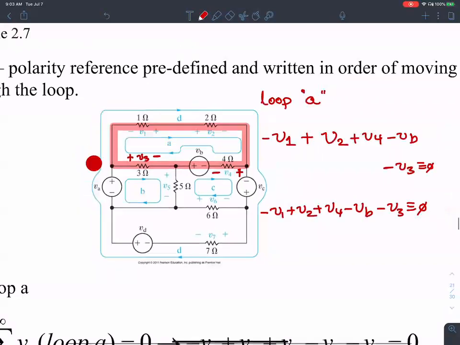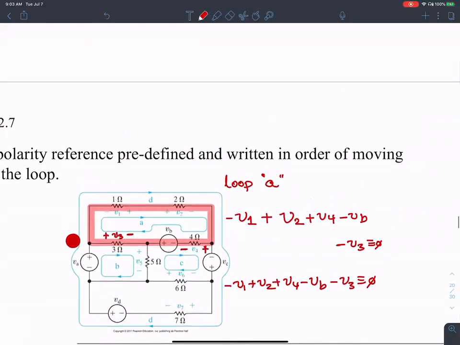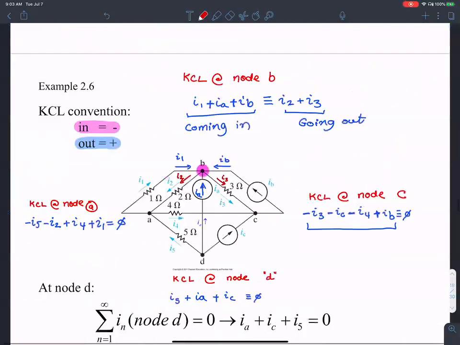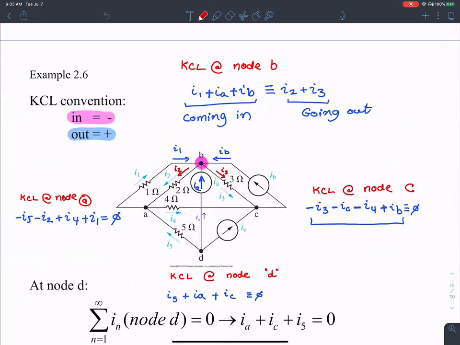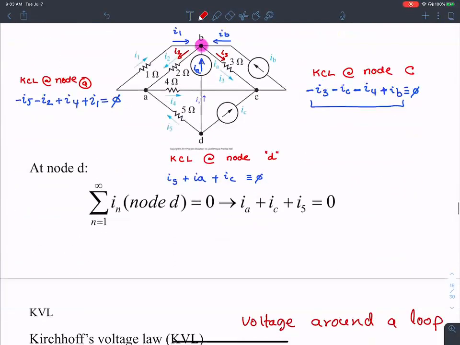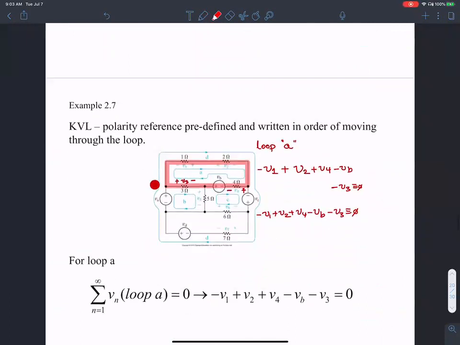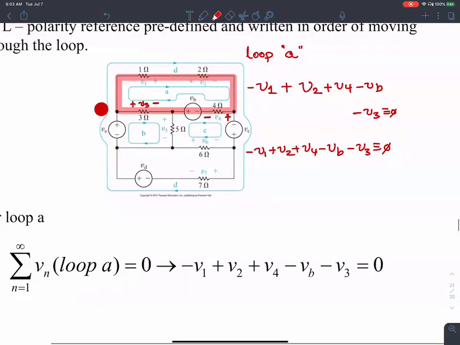Earlier, with Kirchhoff's current law, you add currents at a node, and when you add currents at a particular node, that sums to 0. Here, when you add voltages around a loop, that should sum to 0. We'll do another example here. Let's pick another loop, maybe one that's like so. Let's pick that loop.